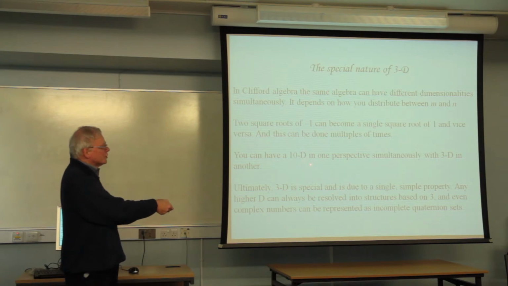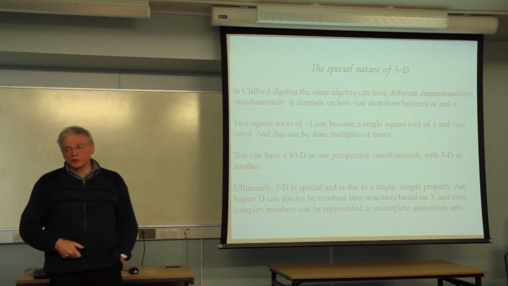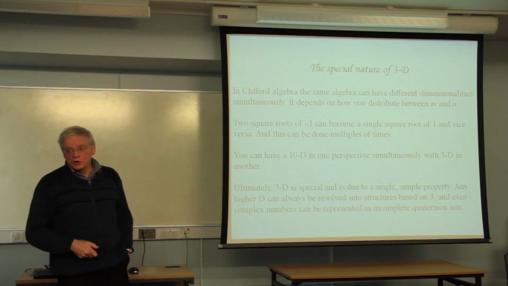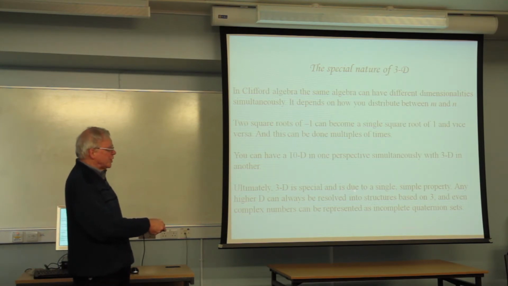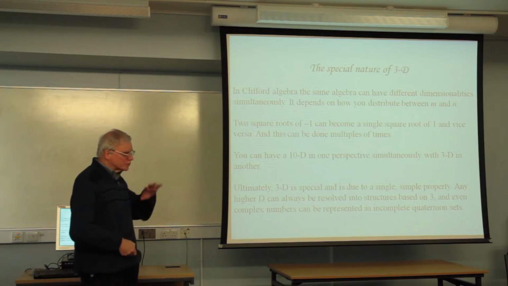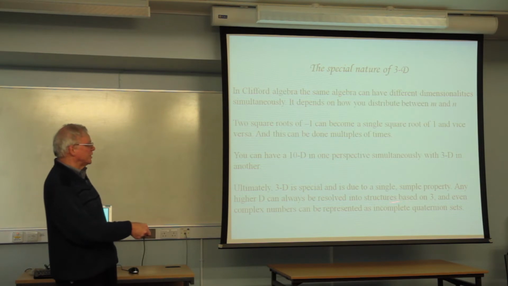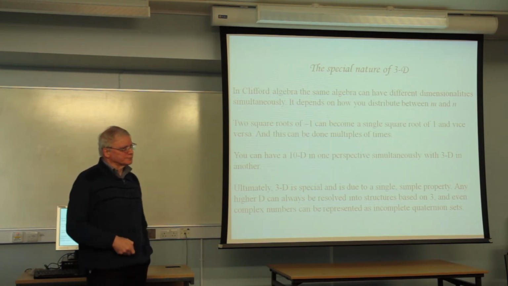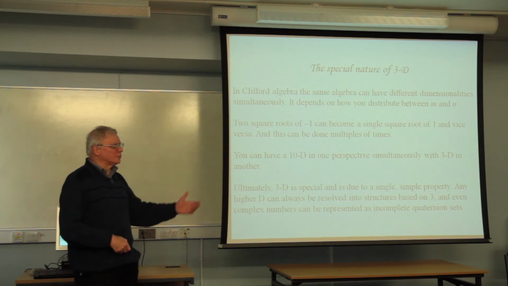So I'm saying a thing that could look like 10 dimensions in one perspective and 3 dimensions in another. That's the point I'm really making. But 3 dimensions is certainly special. And any higher dimension, if you don't go down the anti-associative route, can always be resolved into structures based on 3 and complexity. So higher dimensions within this algebra are always based on 3s.